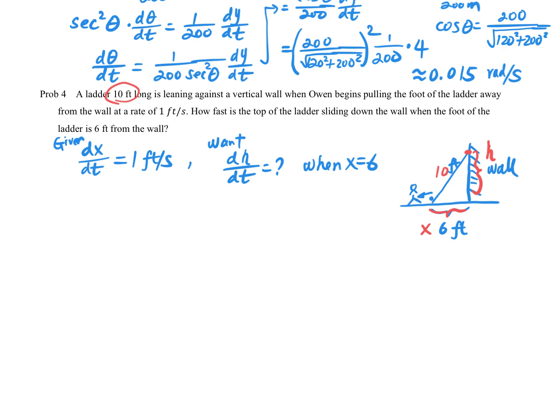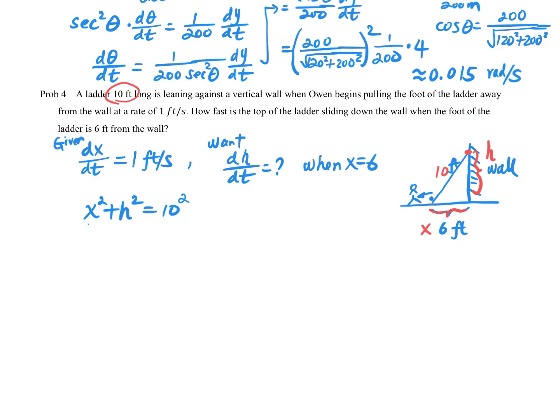Now we have to find an equation that connects those h and x. So it seems like the Pythagorean theorem is pretty straightforward here. So I'm going to say x squared plus h squared is equal to 10 squared. And now it's time to differentiate both sides with respect to time.